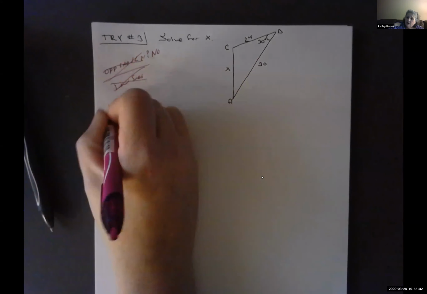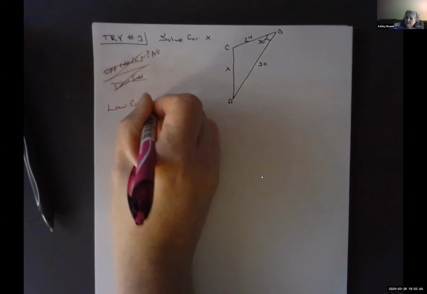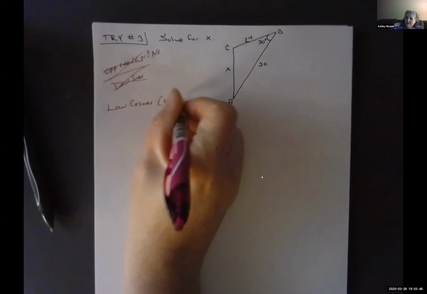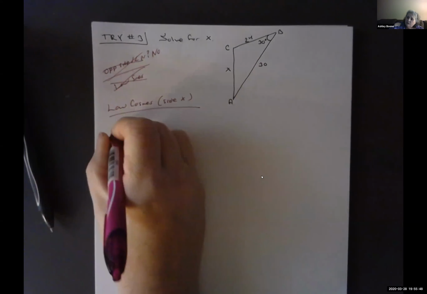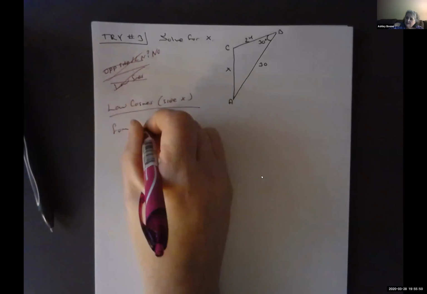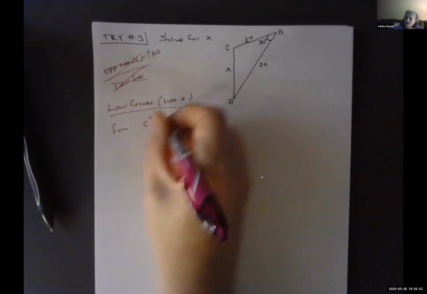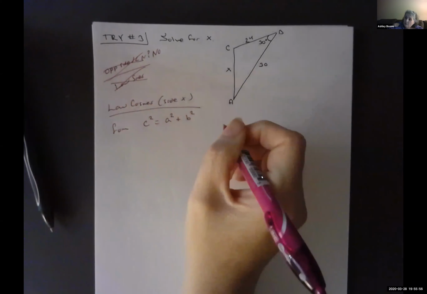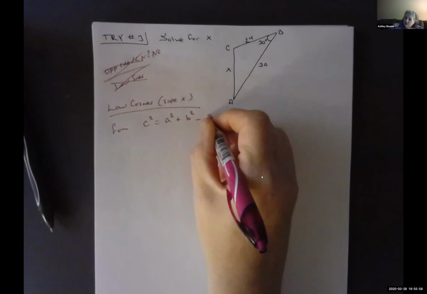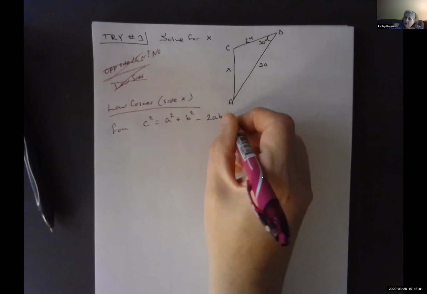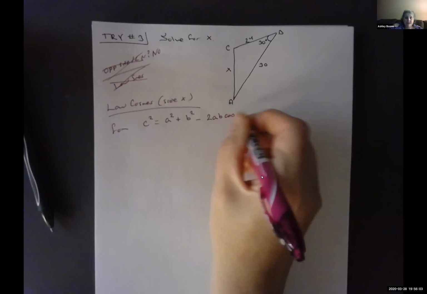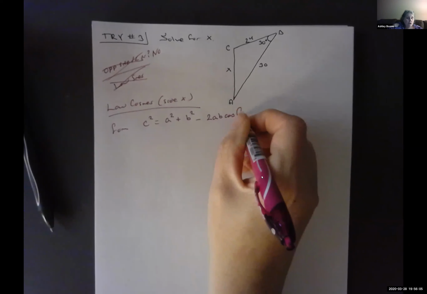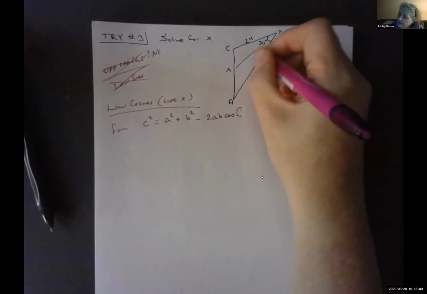Okay, so let's try law of cosines. We're wanting to solve for a side x. So we're going to use the form of the law of cosines, which is c squared equals the sum of the squares of the two other sides minus 2 times the two other sides times the cosine of the opposite angle of the side we're looking for. Notice x is opposite 30 degrees.